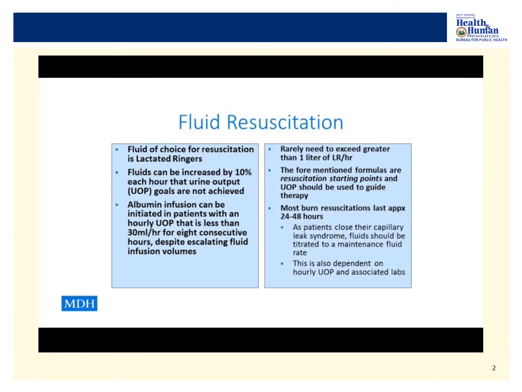Albumin is often used to reestablish appropriate urine output at different times during the resuscitation, but should be done in consultation with the Burn Center collaboration. It's important to remember that titration of the fluid amount should go both up and down based on the urine output targets, meaning that if the patient is making more than their target urine output volume, the IV fluid should be turned down. This is as important as increasing IV fluid based on low urine output.